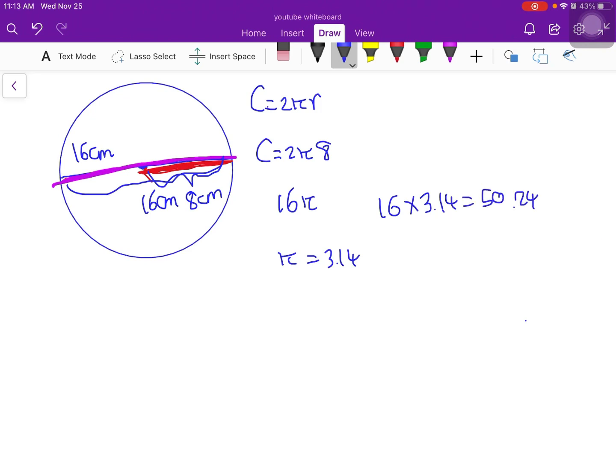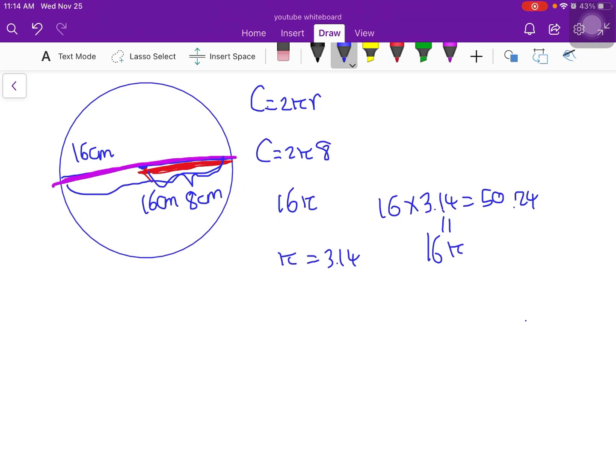50.24, which is going to be the circumference for this circle if your teacher tells you to use 3.14, of course. If you don't have to do that, it's just going to be 16 pi. Same thing, both are the same. This equals that. That's an equal sign, by the way. That looks terrible. That equals that.